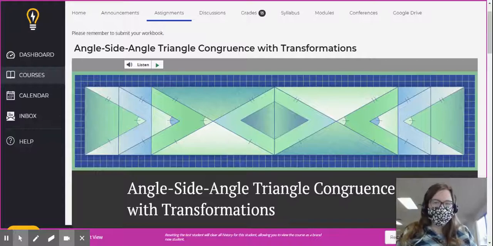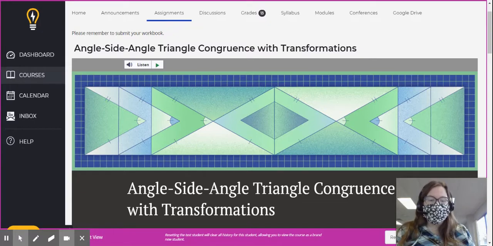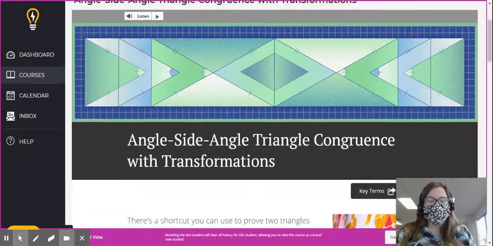Hey, this is the video for Workbook 11. So we have here the side angle side triangle congruence with transformations for 11.1.